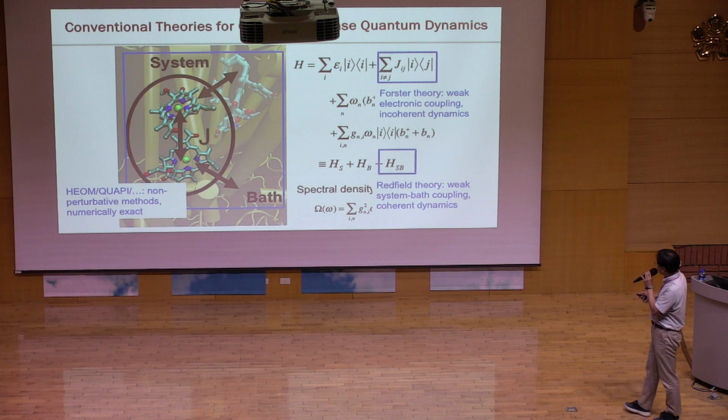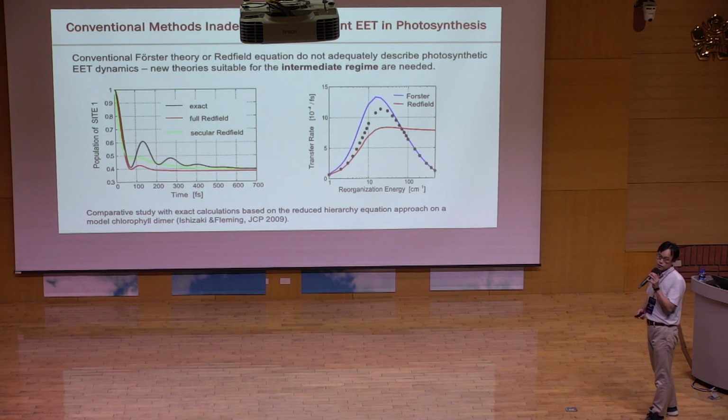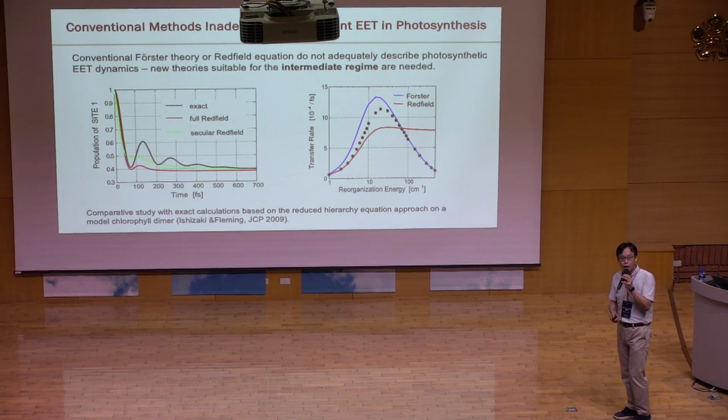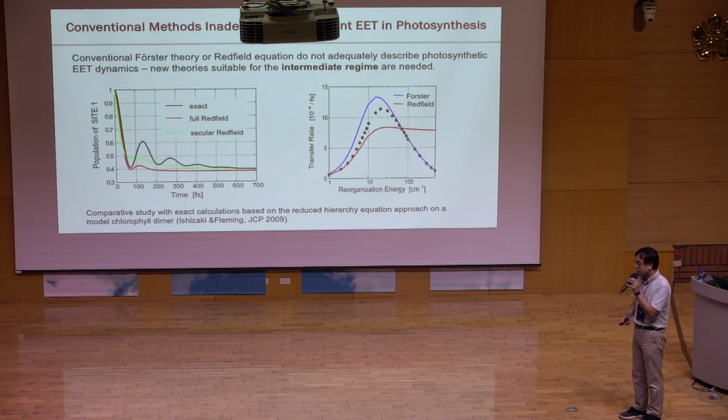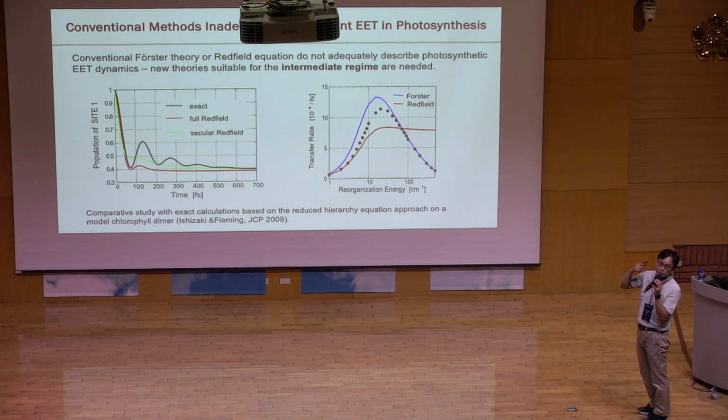But those kind of perturbative theories, like Förster or Redfield theory, were not very successful compared to numerically exact results, especially in the so-called intermediate coupling regime, where the electronic coupling and the system-bath coupling are comparable in their amplitudes. So here we actually compare a Redfield approach with exact results. It's not very good. And also Förster and Redfield, with these dots being HEOM results.